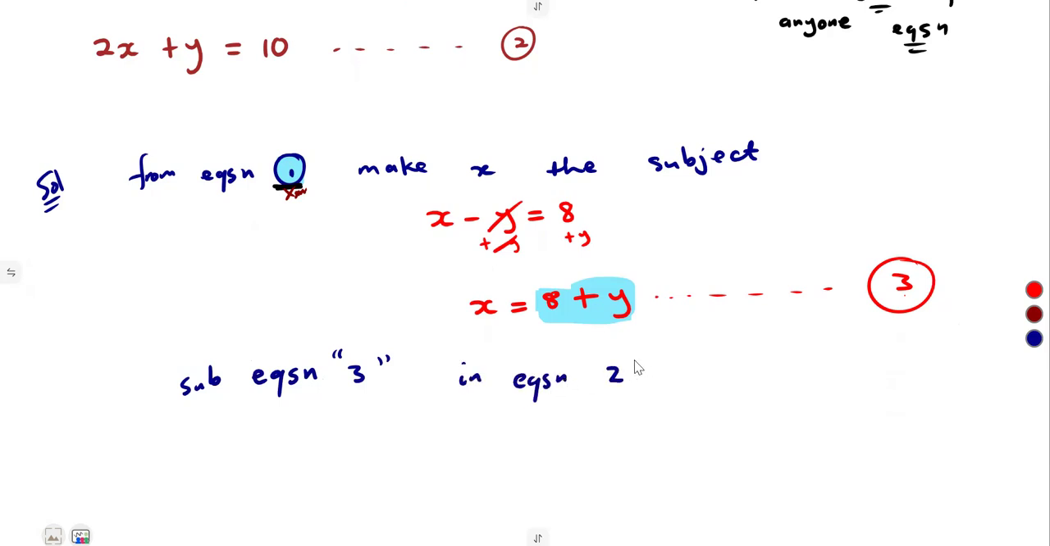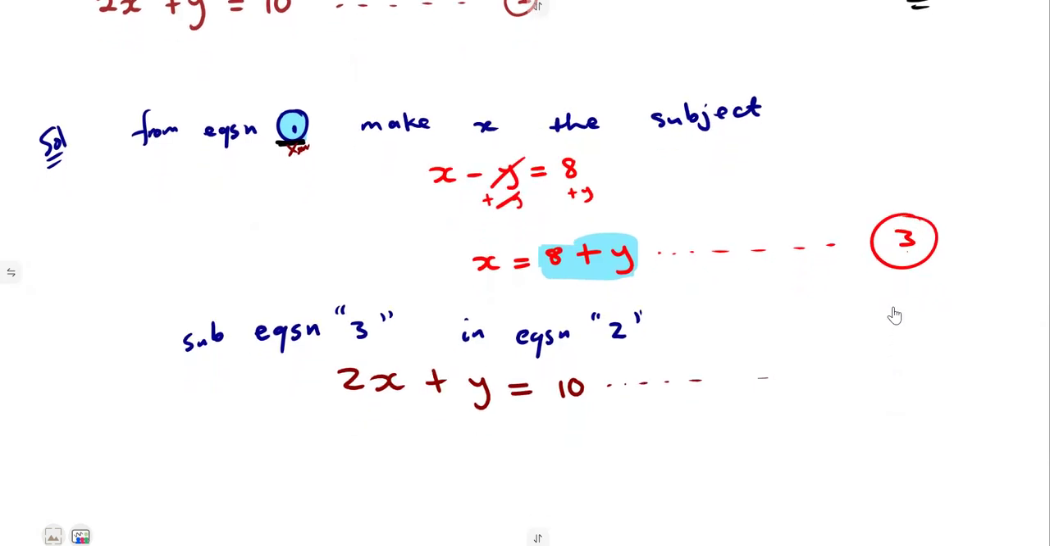All right, so this is what you're going to have. We are going to take x, which is equal to 8 plus y. Remember, x is now this. So wherever we see x in equation 2, we are going to put this. So equation 2, it was like this. This is our equation 2: 2x plus y is equal to 10. Remember, this was our equation 2.